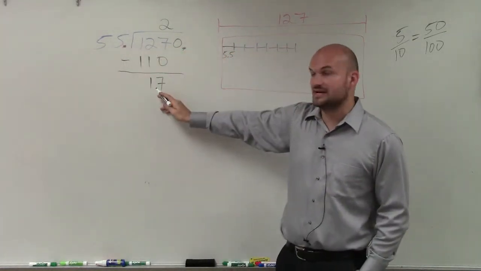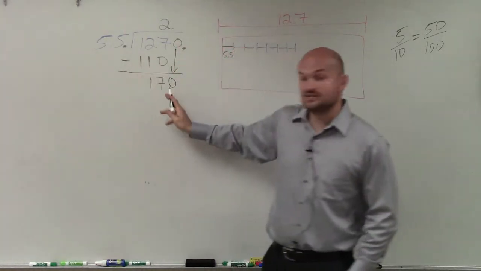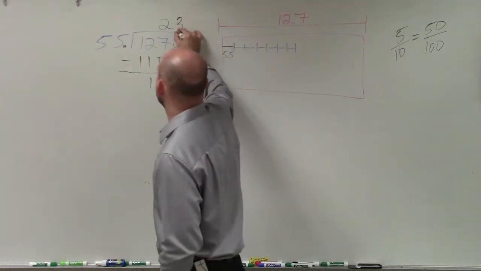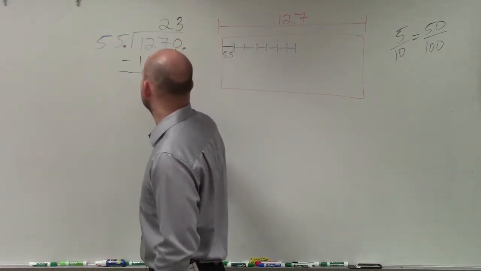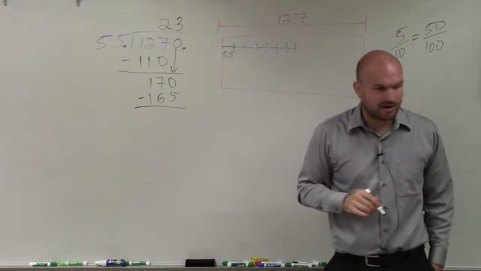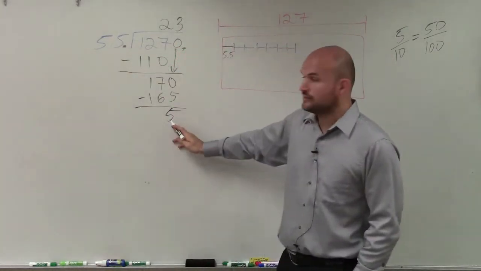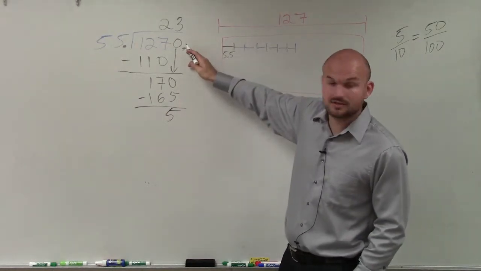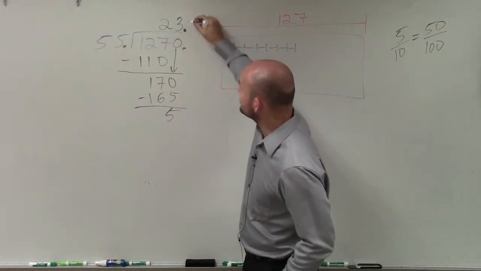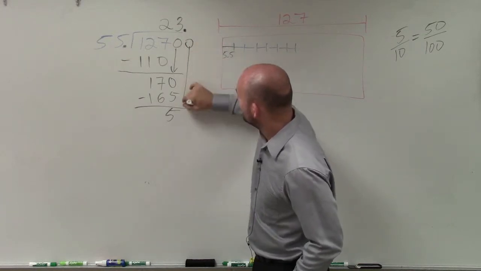55 does not go into 17, so I bring down the next 0. 55 does go into 170. That's 3 times. 3 times 55 is 165. Again, subtract my rows. Subtract, I get 5. 55 does not go into 5. I have no other zeros. So therefore, I have to create a decimal point. And then once I create my decimal point, I bring in another 0.